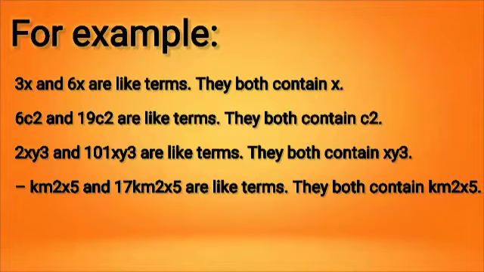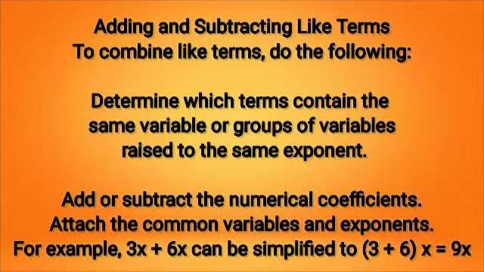2xy cube and 101xy cube are like terms. They both contain xy cube as variables. Minus 2x to the power 5 and 17 times 2x to the power 5 are like terms. They both contain the same variable. Now adding and subtracting like terms.